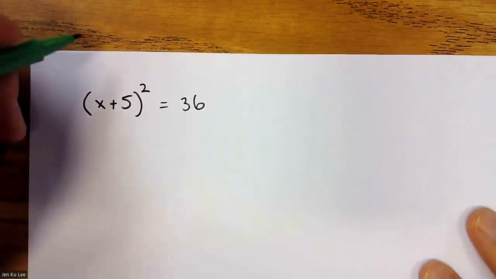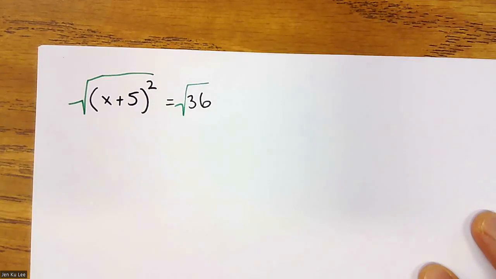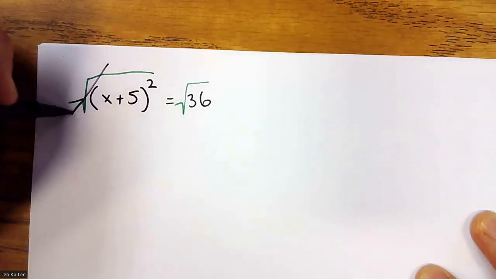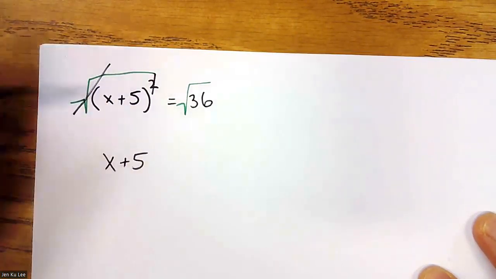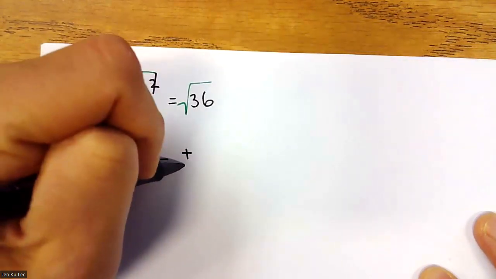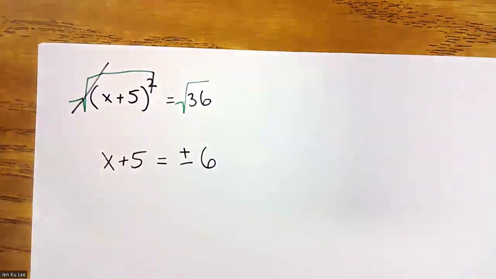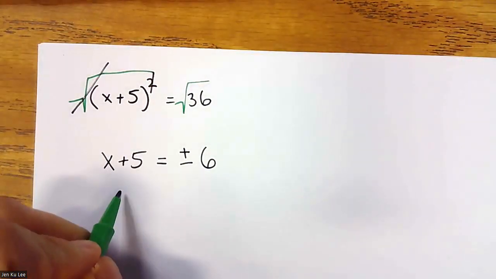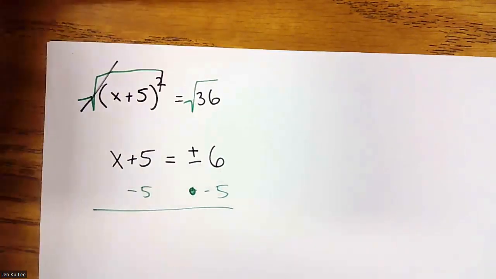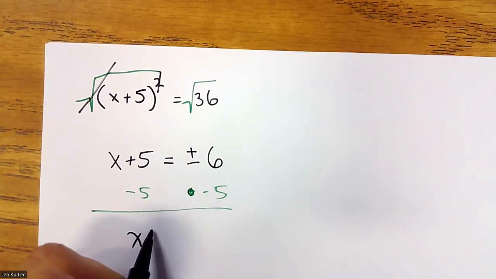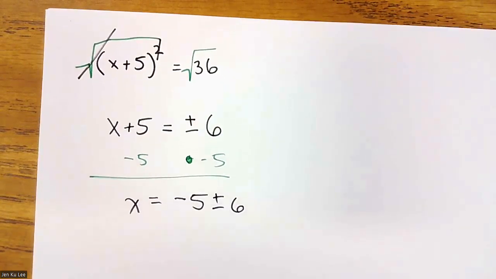So what we're going to do here first is square root both sides. When we square root both sides, this square root cancels out with this squared to make x plus 5 equals plus or minus, what's the square root of 36? 6. And then what we can do is subtract 5 on both sides to make x equals -5 plus or minus 6, right?